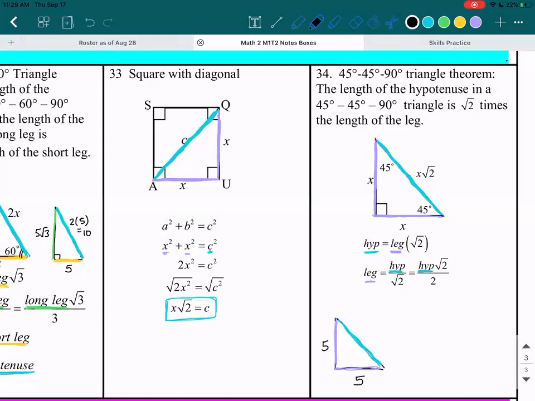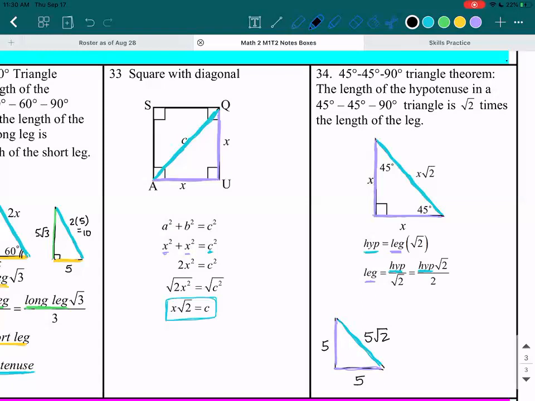It says my internet connection is unstable, so that means you probably didn't hear me. What I was trying to say was that if one leg is 5, then the other leg is 5 because we have a 45, 45, 90 right triangle, which means the two legs are congruent. And so finally for the hypotenuse, it's 5 radical 2. We literally just write the number and then put the radical 2 next to it.